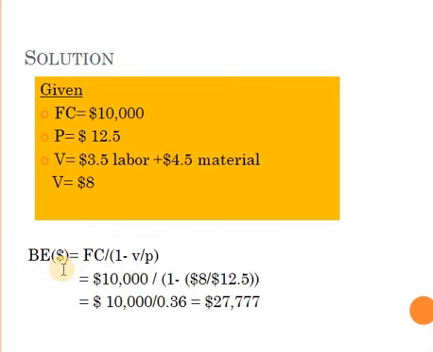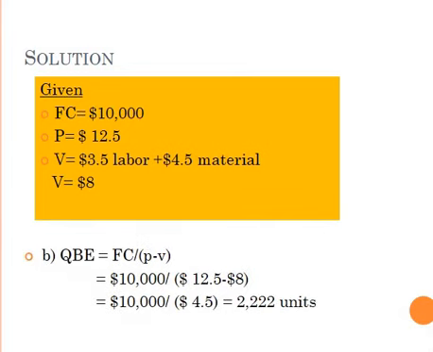I'm getting the break-even in dollars, so it is the fixed cost over 1 minus V over P. The fixed cost is 10,000 and the unit variable cost now is 8. P is 12.5. So the break-even in dollars is $27,777.